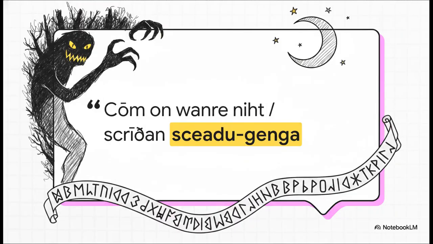Let's just dive right in with an actual quote from the famous epic poem Beowulf. This is actually the most famous surviving piece of literature written in Old English. Okay, the original text reads, "Kom on wanre nicht, skriden shadowginga." Wild, right? In modern English, that directly translates to, "In the dark night he came, creeping, the shadow-goer."